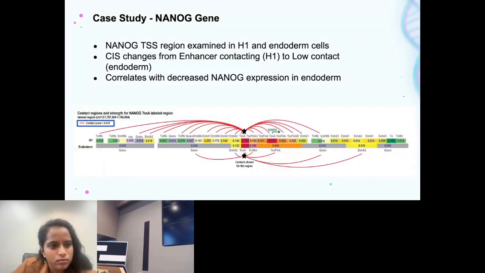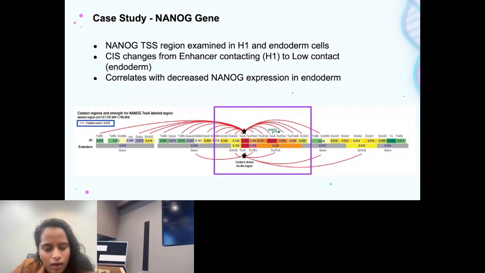You can see that this is the region of the NANOG gene, and in H1 there were higher interactions for this specific gene, whereas in endoderm the contacts for that region were very low. The overall pattern supports the observation that NANOG has more enhancers in the H1 compared to the endoderm. This was consistent with the higher gene expression, which we also performed.